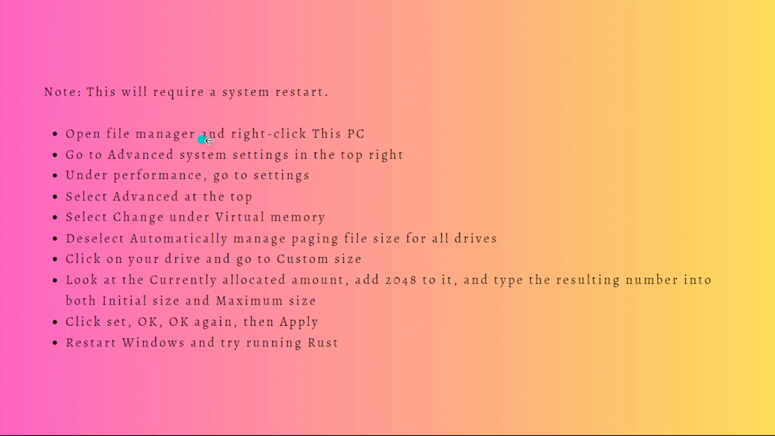So open the profile manager and then right click on This PC and then go to your advanced system settings in the top right. Under the performance, you can go to your settings and then select advanced at the top. And then after doing so, select change under virtual memory and then deselect automatically manage paging file size for all drives. And then just click onto your drive and go to custom size and look at the currently allocated amount and then add 2048 to it. And then type the resulting number into both initial size and then the maximum size. And then just simply click OK twice and then click on apply and then you can restart your Windows and try running Rust again.